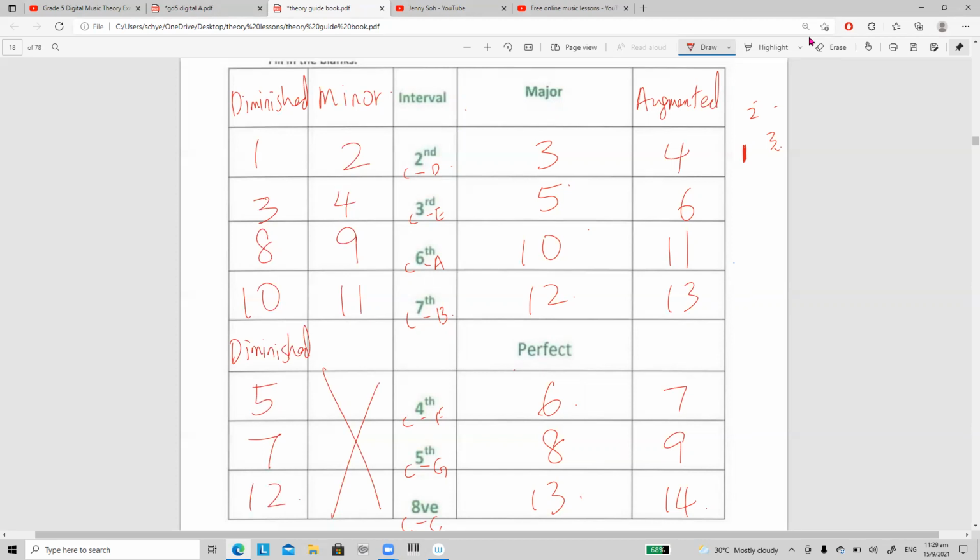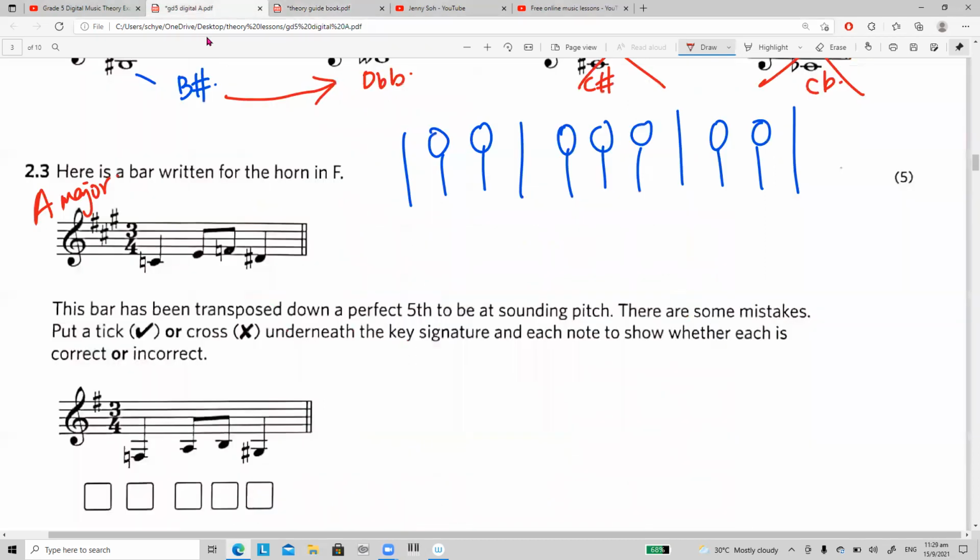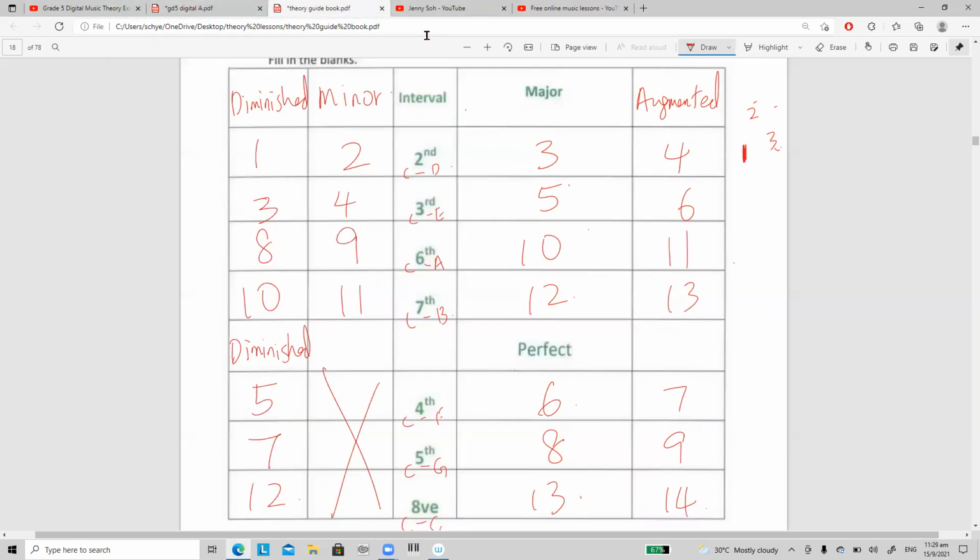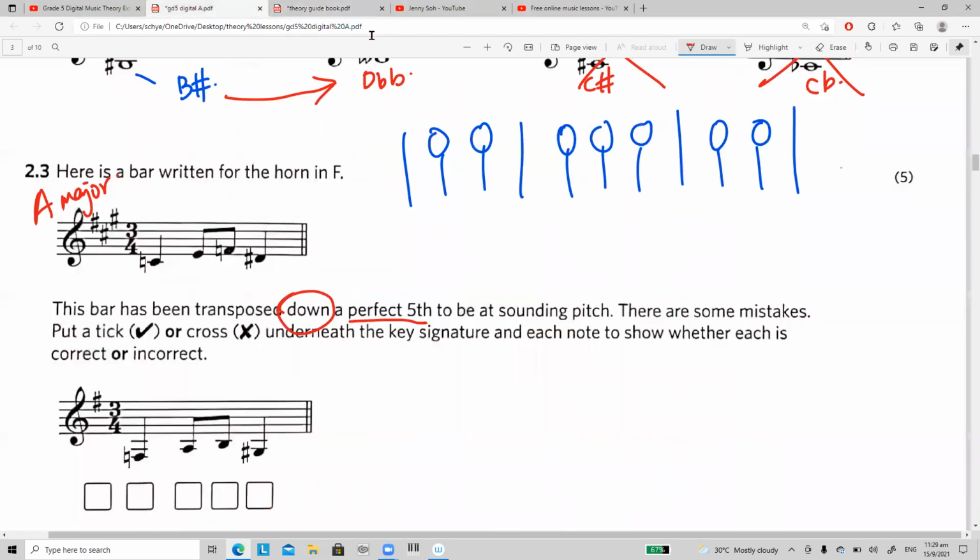So this is the chart that you need to help you find the answer for this question. So in terms of A major, they want you to transpose this perfect fifth. Okay, so perfect fifth down. We must go down, okay? So let's find out how many semitones a perfect fifth has. So perfect fifth should have 8 semitones, okay? 8 semitones. So now let's look at this 8 semitones.